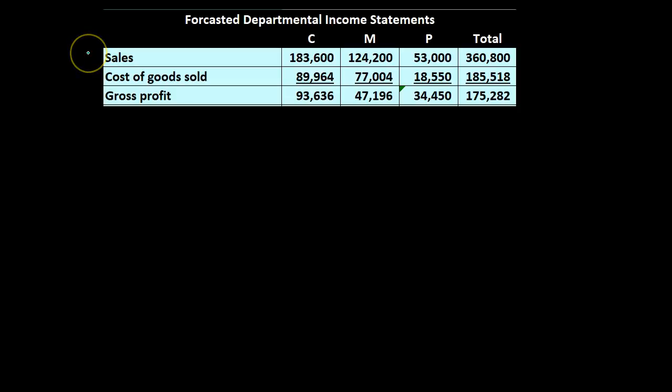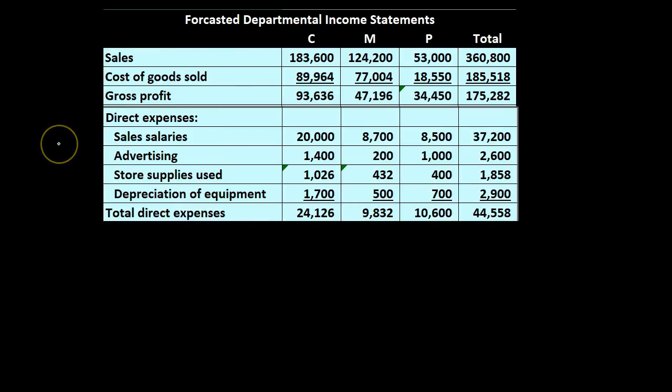It starts out as we would expect. We have the sales minus the cost of goods sold, giving the gross profit for C, M, and P, as well as the total. Then we have the direct expenses. These are the expenses that we can apply directly to the departments of C, M, and P. So we have the salaries, the advertising, the store supplies used, and the depreciation on equipment. Again, these are the straightforward costs, the ones where we say, this is the amount that was incurred by that actual department. It's not difficult for us to apply them out. We'll see more examples of this as we go through future presentations.